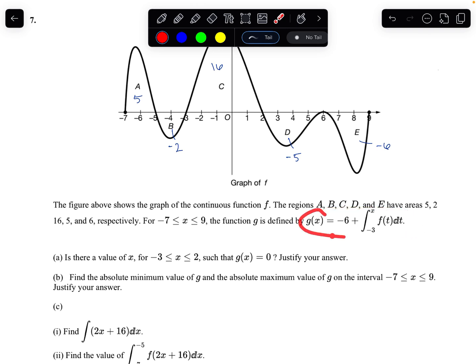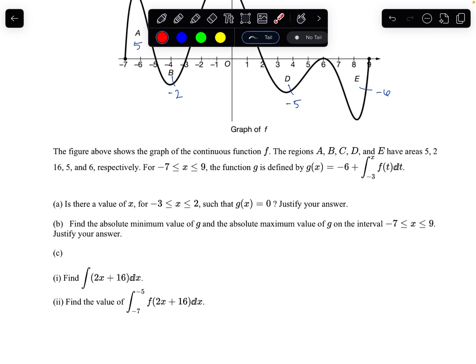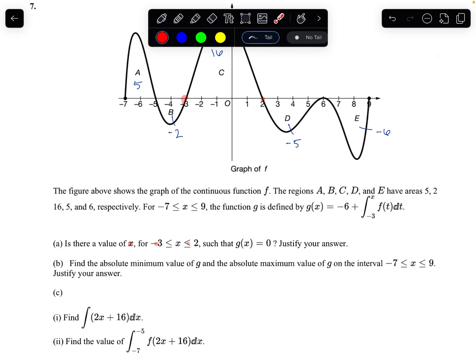And so g is using the antiderivative of f, so there's got to be a relationship between these right here. But as far as part A goes, it says, is there a value of x between -3 and 2 such that g of x is equal to 0? This is sounding like the intermediate value theorem, which hasn't come up in a long time. I know that we kind of talked about it in the last test, but we didn't really use it. We just kind of defined it again. But in this case, we're actually going to use it.